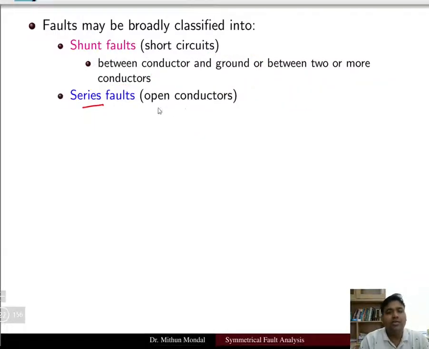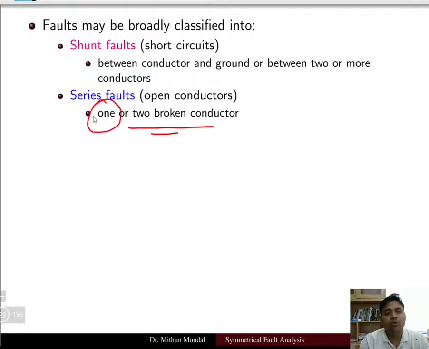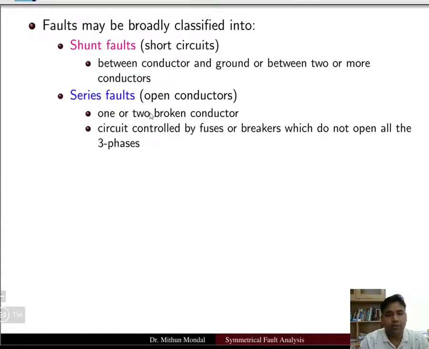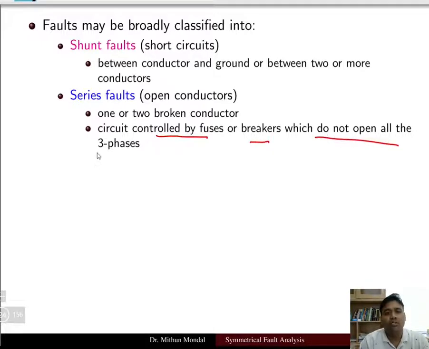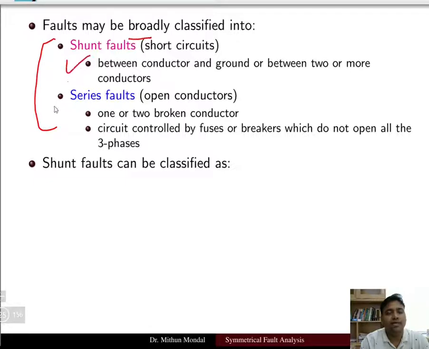Series faults are basically the open conductor faults. Open conductor can be one or two broken conductors. Either one of the phases may be open or two phases may be broken. Circuits controlled by fuses or breakers may not open all the three phases. In a condition when one of the phases does not open out of the three phases, it is said to be a series fault. Now these two categories are the broad classification of the faults: shunt faults and series faults.